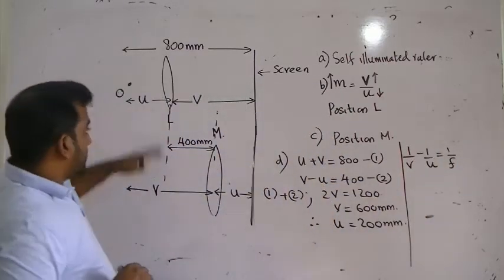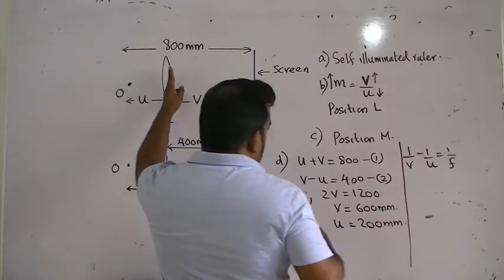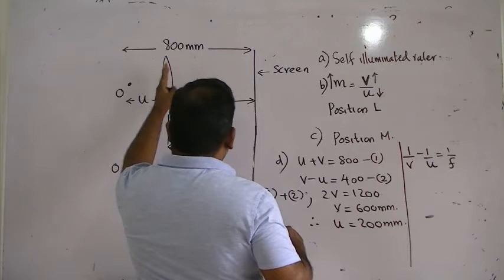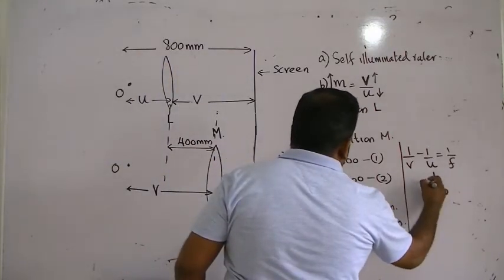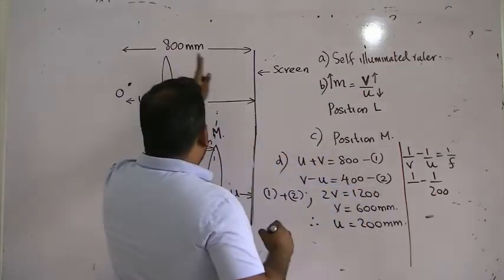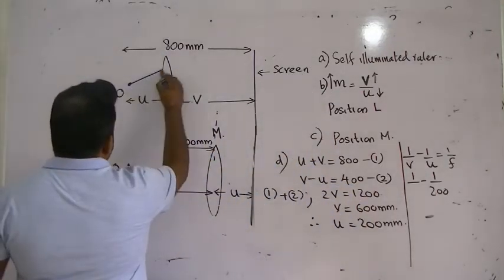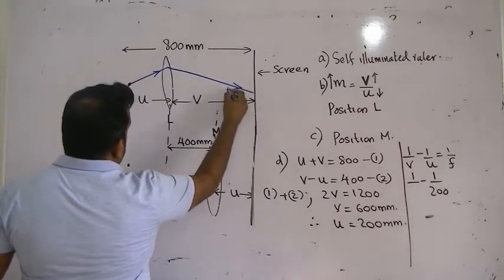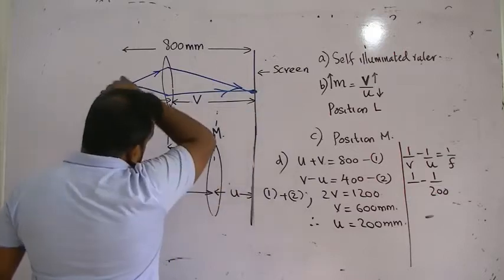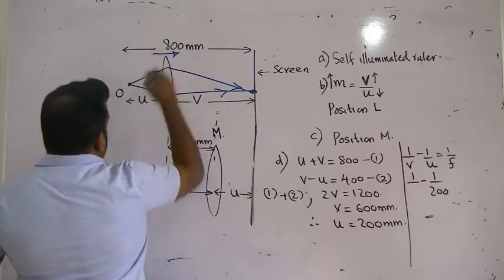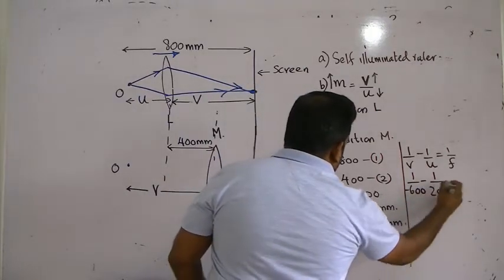Don't forget the sign convention. All measurements are taken from the optical center. Opposite to the direction light travels, all measurements are positive. In the direction light travels, all measurements are negative. Don't forget light is traveling in that direction. So V is minus 600.